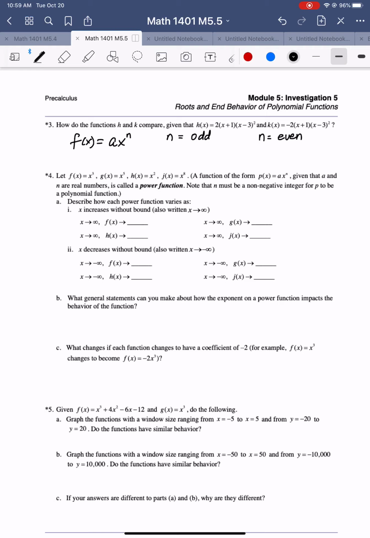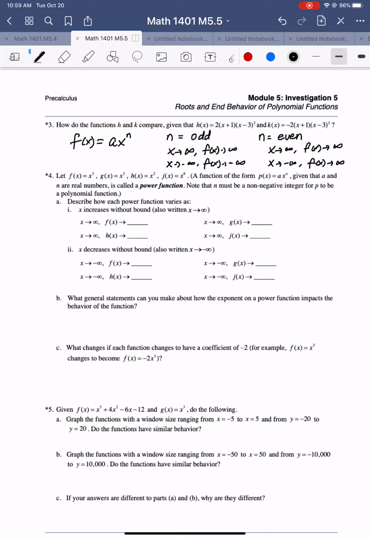When it's an odd power, when x approaches infinity, f of x also goes to infinity. But when x goes to negative infinity, f of x goes to negative infinity. You can try with x cubed and x to the 5th. With an even power, when x is infinity, f of x is going to be infinity. When x approaches negative infinity, f of x still goes to positive infinity, because a square or even power always makes the x values positive.